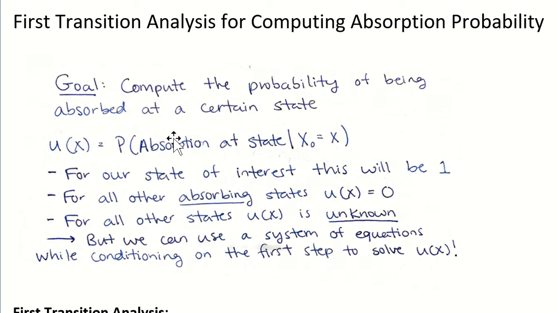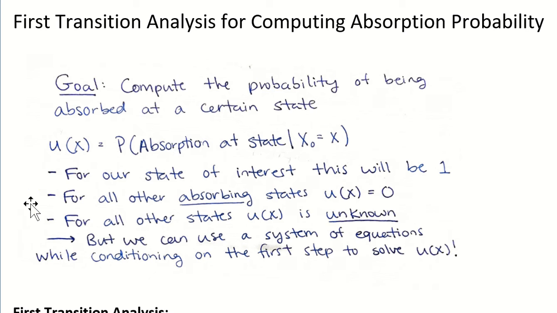This makes sense because if we start at our state of interest, then the only place that we can go is back to that state, and we have a 100% chance of being absorbed at that state. If we start at a different absorbing state, then the only place that we can go is that absorbing state, and u of x is equal to 0. So for all other states that aren't absorbing states, u of x is unknown, but we can use a system of equations while conditioning on the first step to solve for u of x.